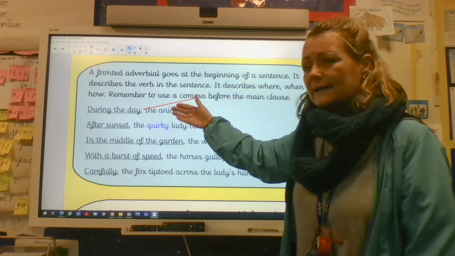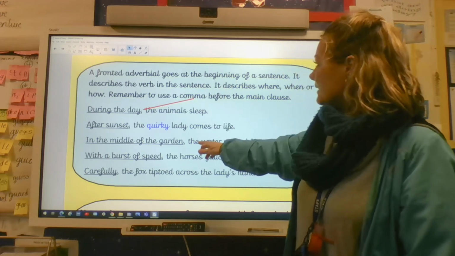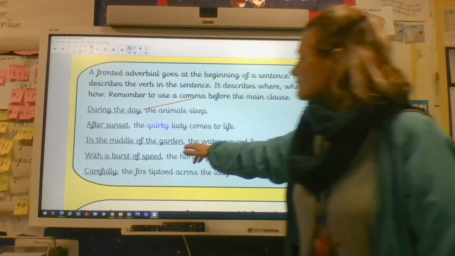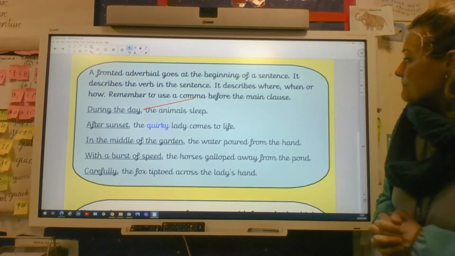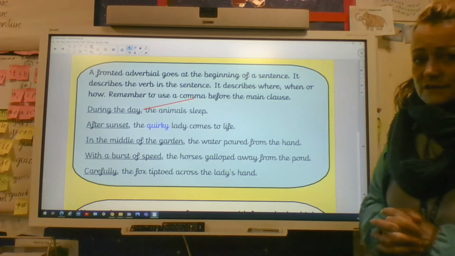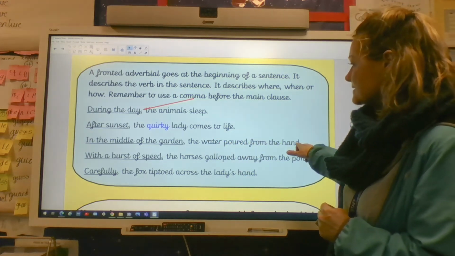And then our third sentence changes slightly. Instead of saying when, so it's not a fronted adverbial related to when, this one is where. So in the middle of the garden, comma, the water poured from the hand. So you could have a go at doing one yourself using the main clause, the water poured from the hand.